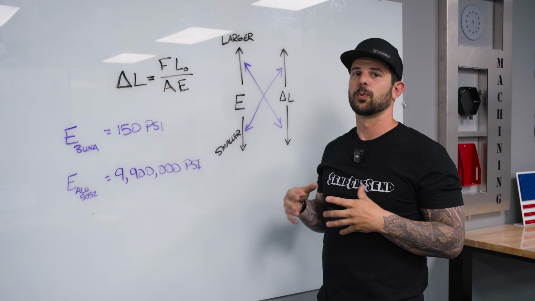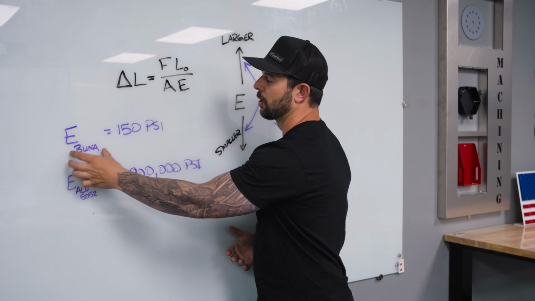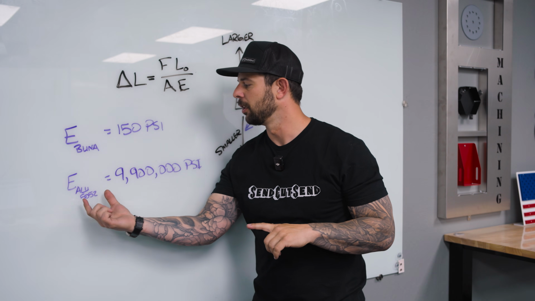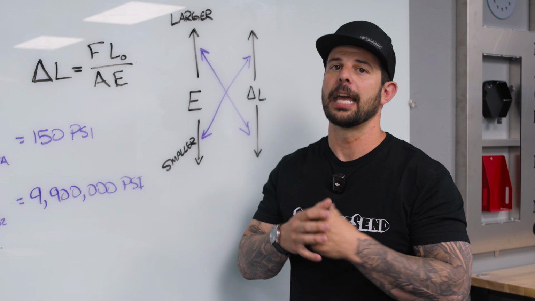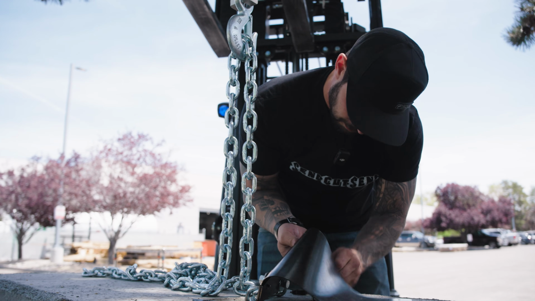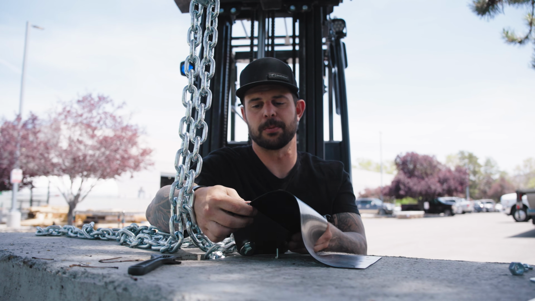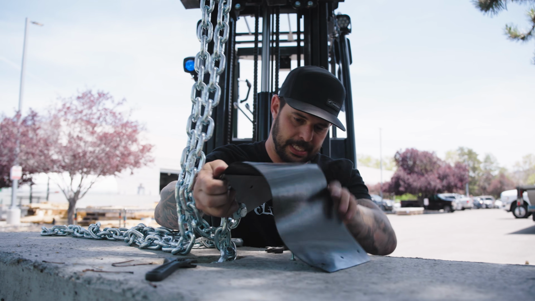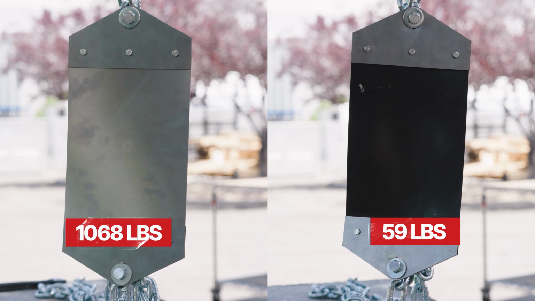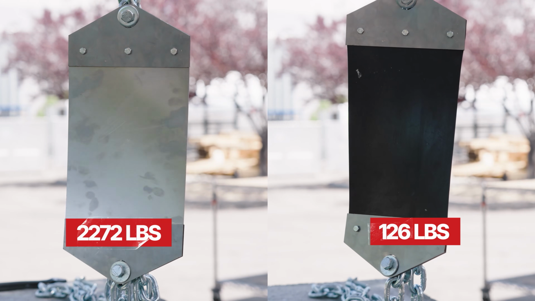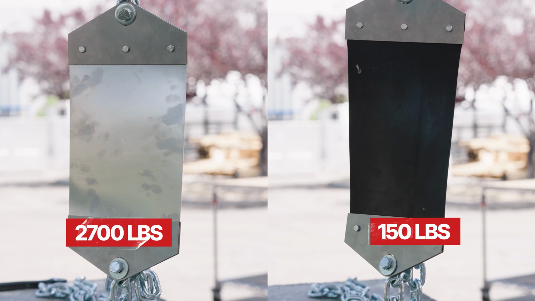If we look at SendCutSend's website and we look at what the actual Young's modulus or elastic modulus is, we can see that the Buna has 150 PSI compared to the aluminum at almost 10 million PSI. So this is actually showing us exactly what's happening in our real world example. One thing that's really important about this one is that we clamp this down as much as possible so that we're not putting that stress around the outside of our bolt holes. Same shape, two completely different outcomes. At 2,700 pounds, the aluminum barely moves. And at only 150 pounds, Buna N is already stretching like crazy. That's the power of material selection.